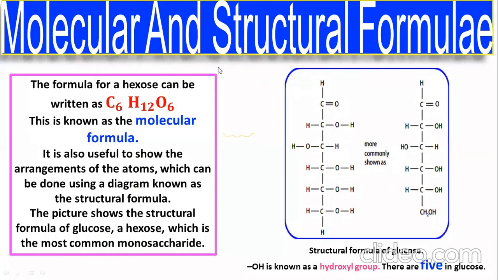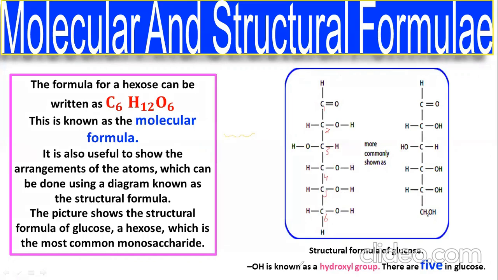All right, now the molecular and structural formula for glucose. Okay, glucose is a 6-carbon molecule: carbon 1, carbon 2, carbon 3, carbon 4, carbon 5, and carbon 6. Is it okay? All right, so this is the structure of glucose, right? You can see here, this is approximate, both are the same, but here they just wrote CH2OH.